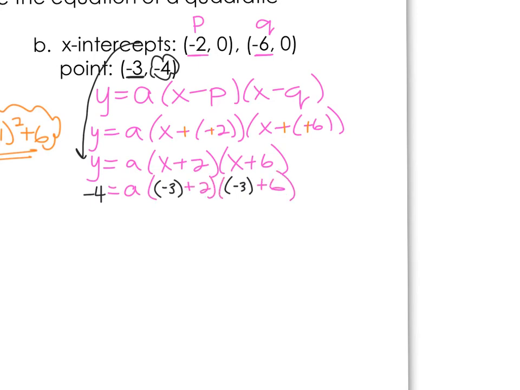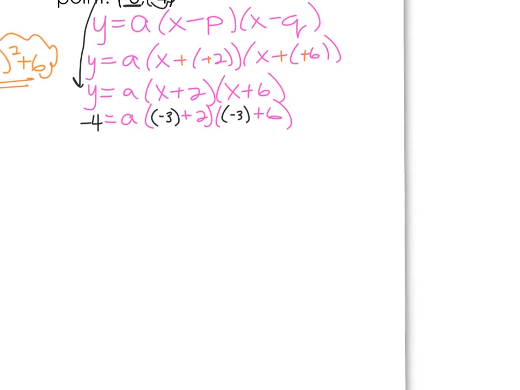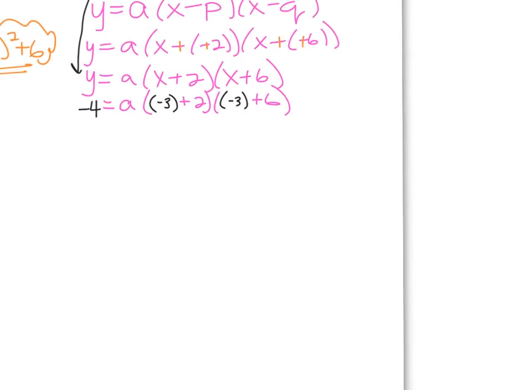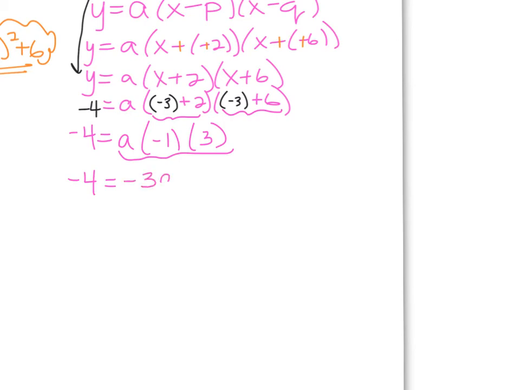Like so. We have a lot of parentheses here, so let's see if we can simplify this and clean it up a little bit. So negative 4 stays on the left. For that first parenthesis, if we take negative 3 plus 2, we get negative 1. And then in that second parenthesis, if we take negative 3 plus 6, we get positive 3. Notice on the right-hand side, this is all one big product. There's no addition or subtraction anymore. That means we're just going to multiply them all together. a times negative 1 times positive 3 will just be negative 3a.